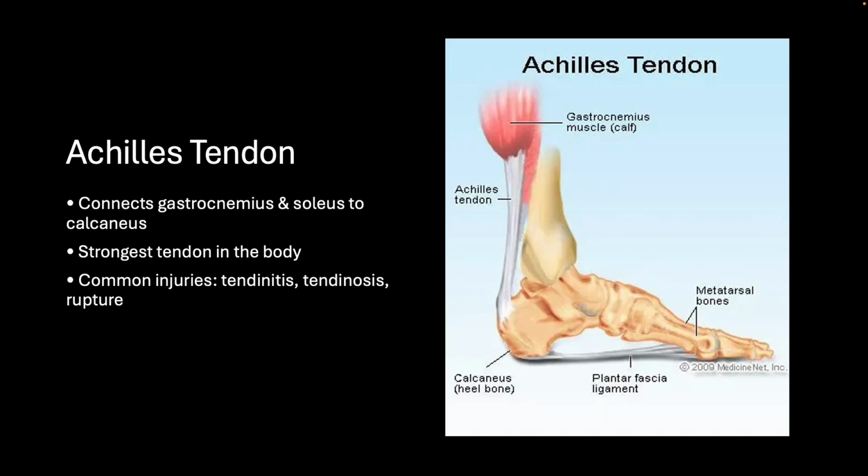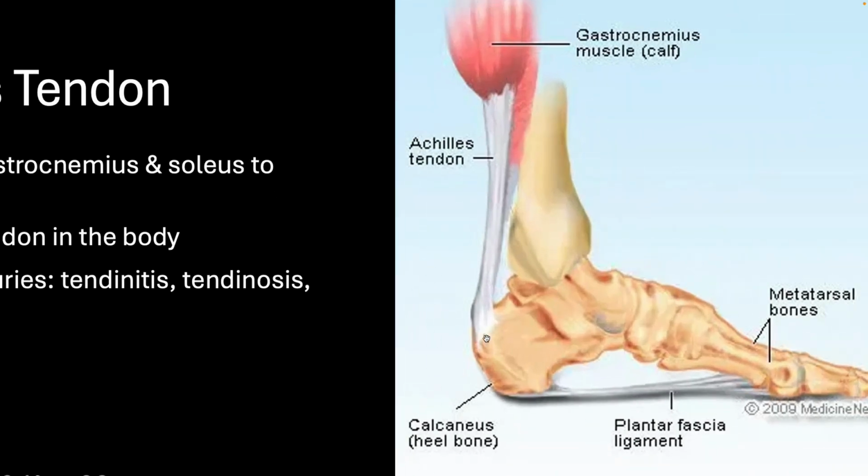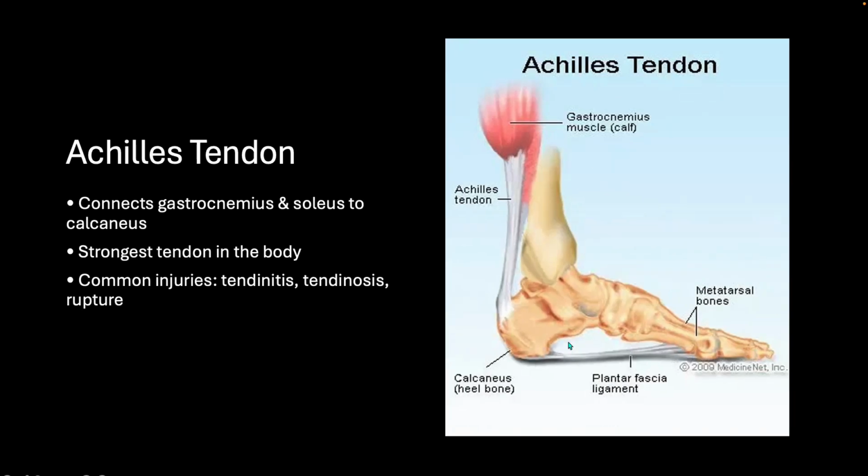Let's jump in to the Achilles tendon. So here's a picture to kind of go over what I was talking about a little bit better yesterday. With the Achilles tendon, how it actually wraps, connects onto the heel, and then you have all this fascia right here that gets inflamed, and this is your plantar fasciitis. The Achilles tendon is the strongest tendon in the body.